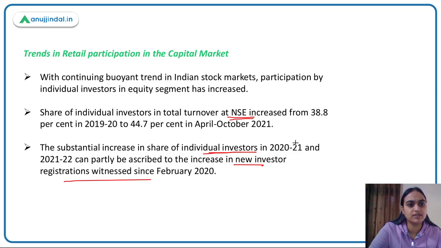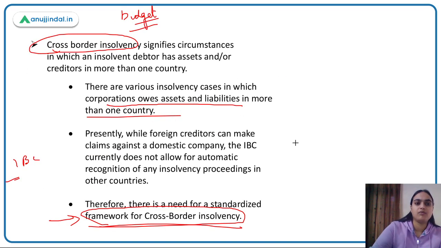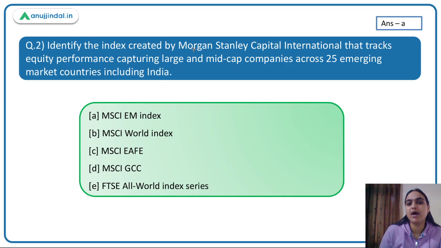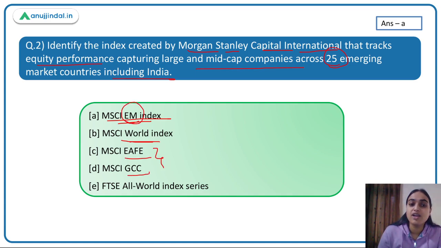Coming to second question now, that says, identify the index created by Morgan Stanley Capital International that tracks equity performance capturing large and mid-cap companies across 25 emerging economies including India. So, abhi humne discuss ki MSCI Emerging Market Index, okay. अगर हमने डिस्कस नहीं की होती, you might have been confused. See, MSCI World Index does not cover the emerging markets, it's covered by the MSCI EM Index. MSCI EAFE and GCC are regional indexes related to Europe and the Gulf countries. Alright, so answer is option A.